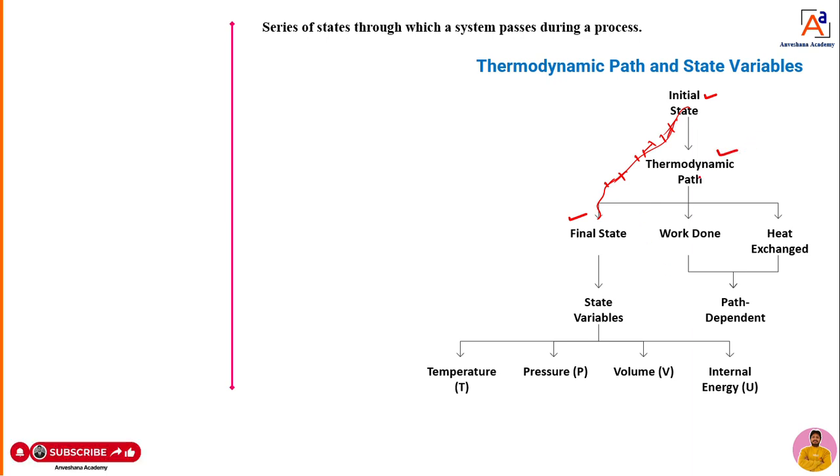Now, when we get this path, as I told, when it reaches the final state, we are going to get some variables. Those variables we call state variables. As I told, dear students, when the piston moves from point 1 to 2 or 2 to 1, either in an expansion process or a compression process, there is a variation of pressure and volume. Not only pressure and volume, but other properties are also going to vary, such as temperature and internal energy. Those properties we call state variables.